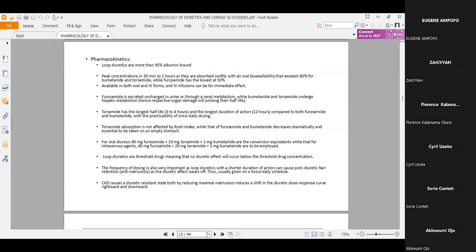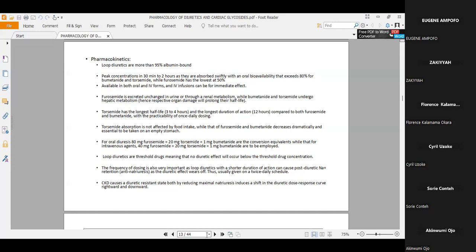So loop diuretics are threshold drugs, meaning no diuretic effect will occur below the threshold drug concentration. The frequency of dosing is also very important because loop diuretics that have a shorter duration of action can cause post-diuretic sodium retention, leading to antinatriuresis, as the diuretic effect usually wears off easily.